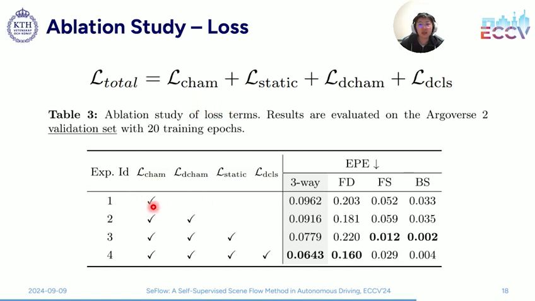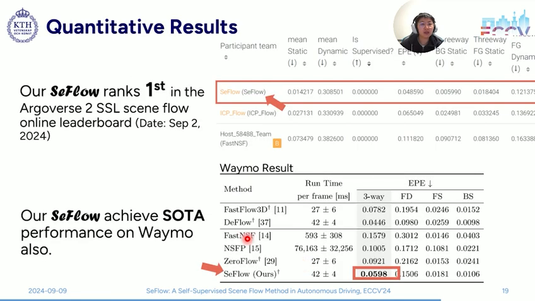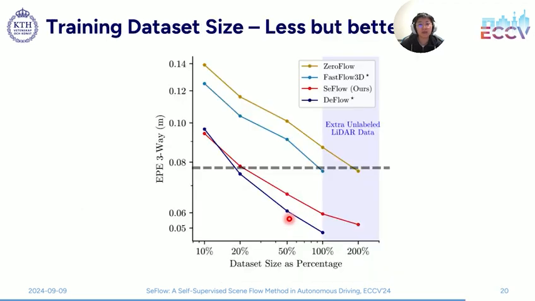Here our ablation study indicates each loss's improvement, comparing the first one with only chamfer distance and the last one adding all the losses we proposed. We achieved a 30% decrease in error. And the main table of quantitative results shows that SeFlow ranked first place in the Argoverse 2 self-supervised scene flow estimation online leaderboard and also achieved SOTA performance on the Waymo dataset.